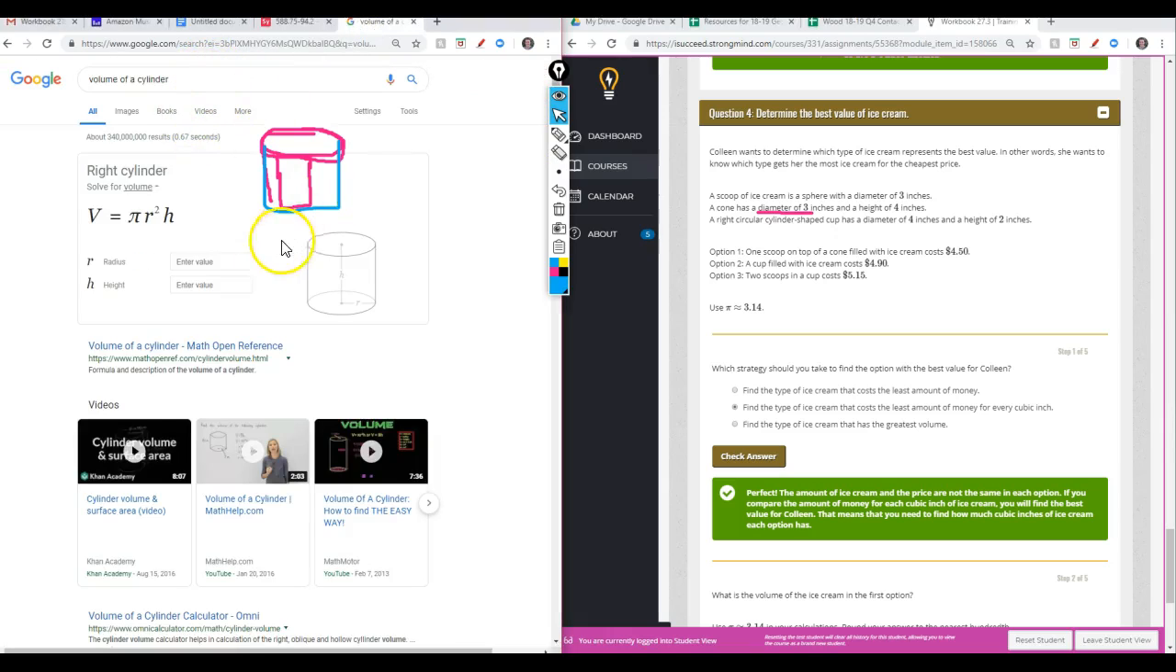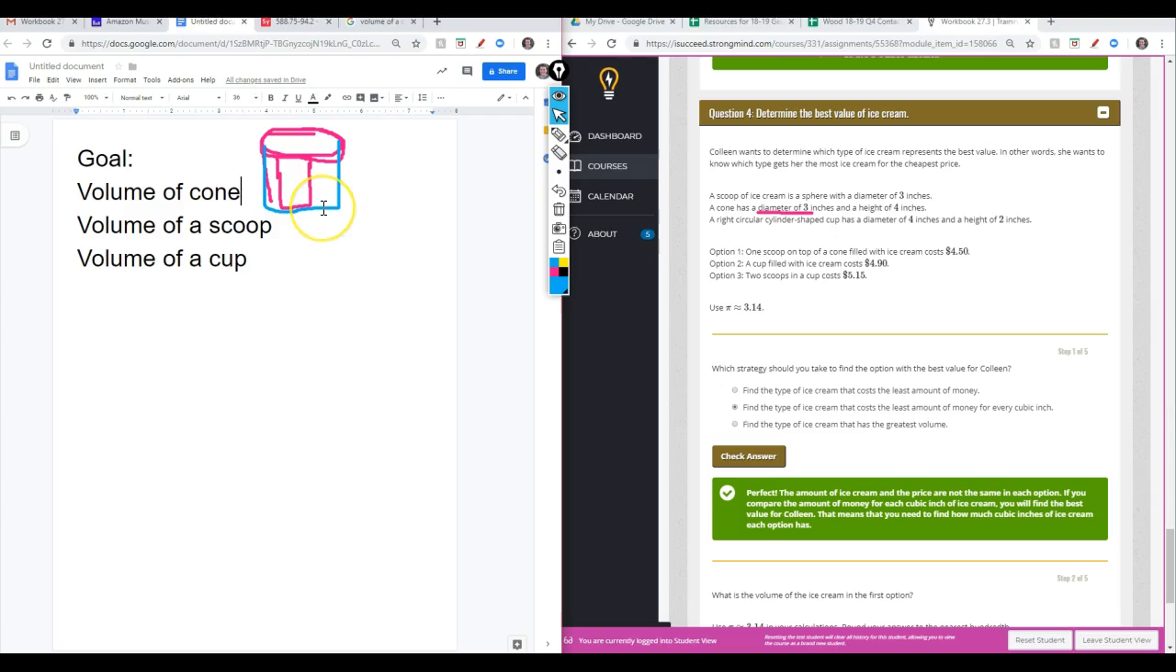So volume of a cylinder, and they want us to use pi as 3.14. So again, it's pi times r squared times the height. The radius, remember, they're giving us the diameter, so that's the whole length, 3 inches. A radius is half of that, so what's half of 3 inches? That's 1.5. So the radius is 1.5 inches, and the height is 4 inches.